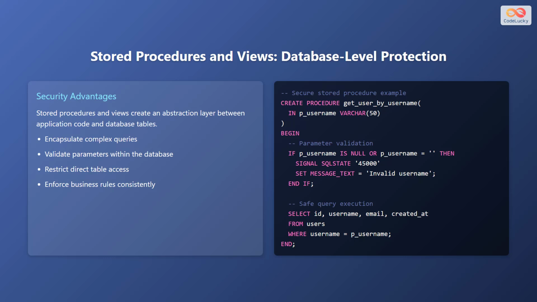Stored procedures and views provide database-level protection against SQL injection. They create an abstraction layer between the application code and the database tables. They can encapsulate complex queries, validate parameters within the database, restrict direct table access, and enforce business rules consistently. Here's an example of a secure stored procedure. The procedure validates the input parameter and executes a safe query. This adds a layer of security by ensuring that all inputs are validated at the database level.